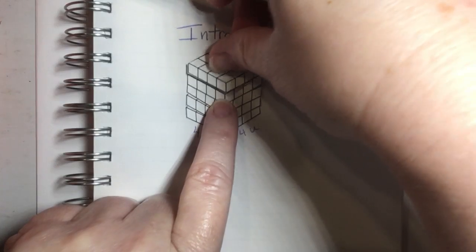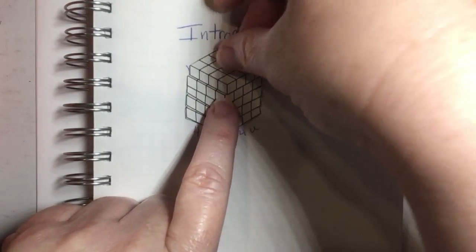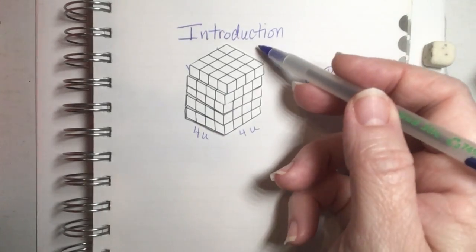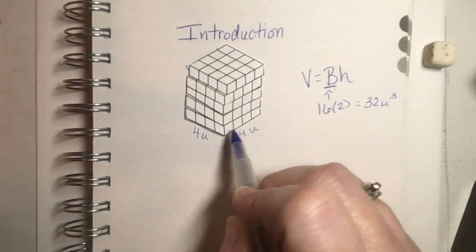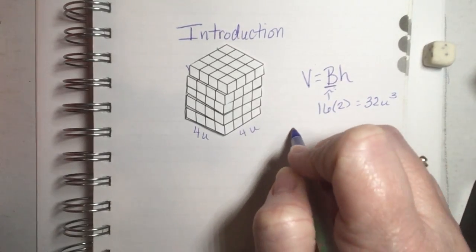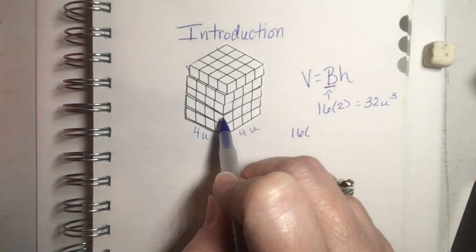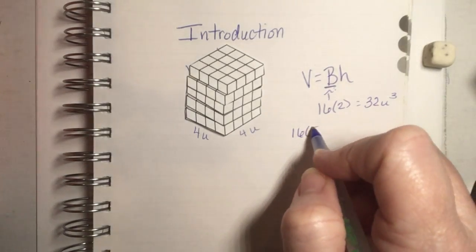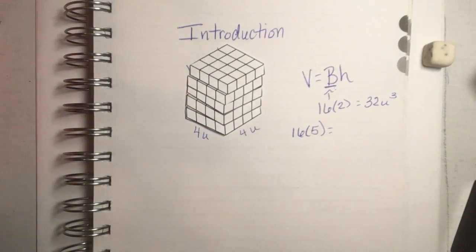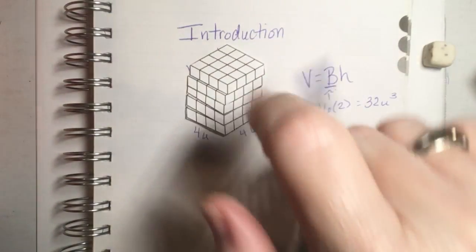We put 2 more on there. Our height is now 1, 2, 3, 4, 5. So we would say, okay, the area of that base, the 16 cubes that fit at the bottom, is going to repeat 1, 2, 3, 4, 5 times. So our volume would have to be 16 times 5.